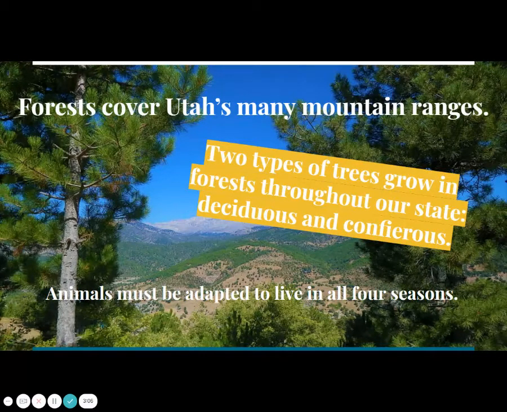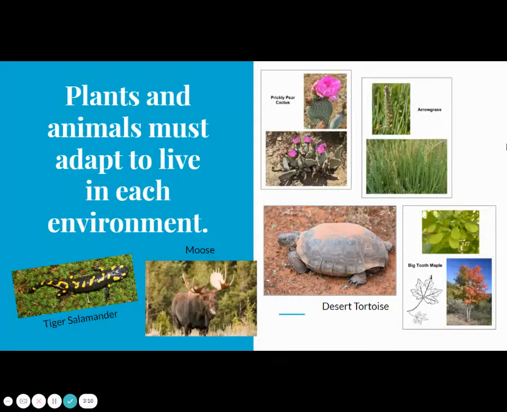Different environments throughout Utah are home to many different types of plants and animals. These plants and animals live in the environment where they can survive, and because of this would most likely not be able to live in one of the other environments. The moose has fur that helps him stay warm, while the tiger salamander's life cycle helps him to live both on land and in water, requiring a wetland.